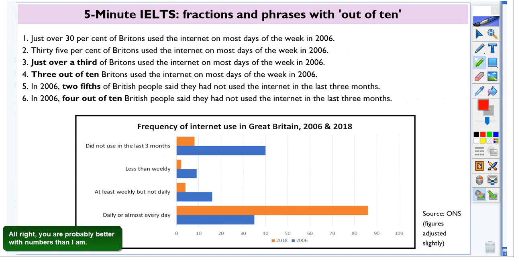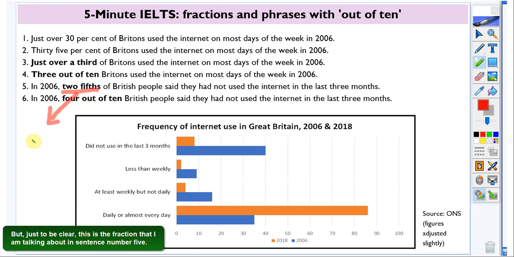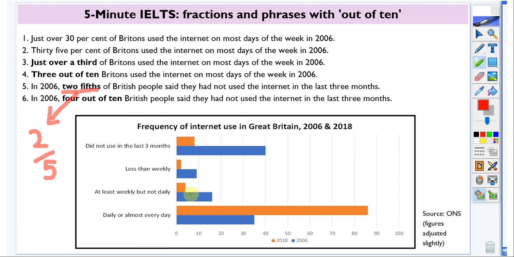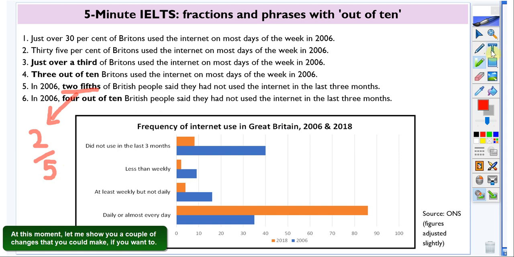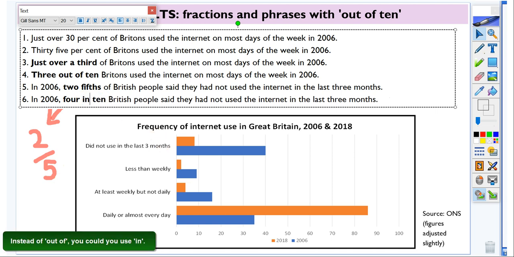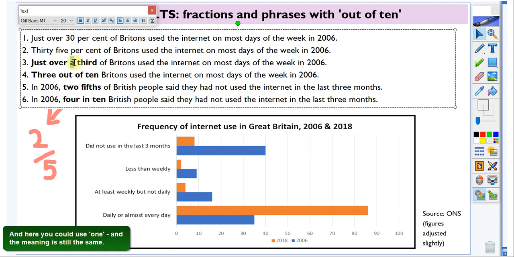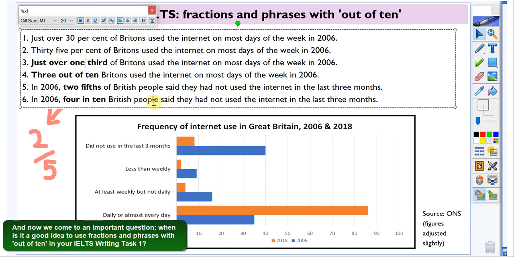Alright, you are probably better with numbers than I am, but just to be clear, this is the fraction that I am talking about in sentence number 5. At this moment, let me show you a couple of small changes you could make if you want to. Instead of out of, you could use in, and here you could use 1, and the meaning is still the same. Now we come to an important question.